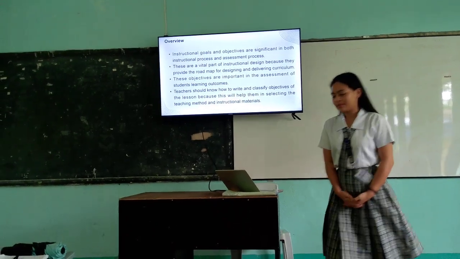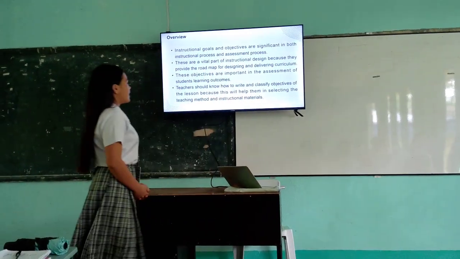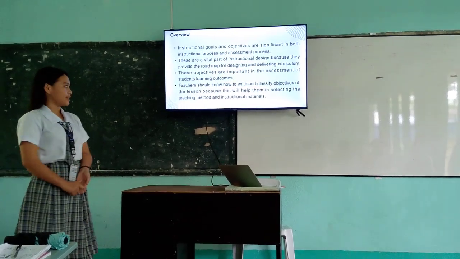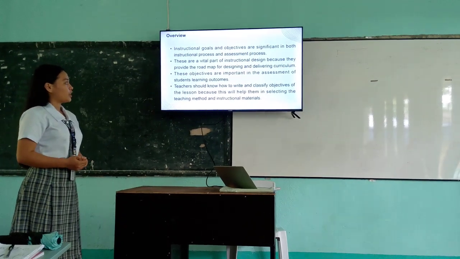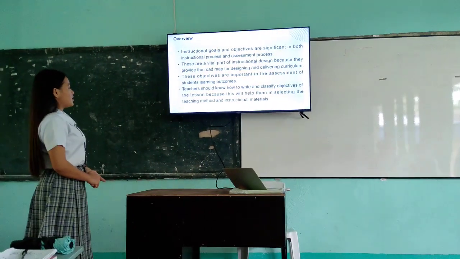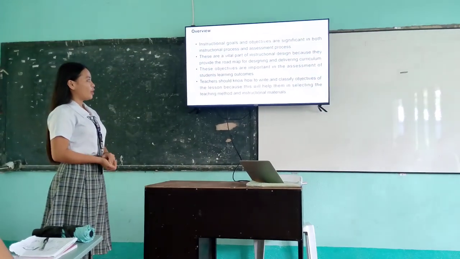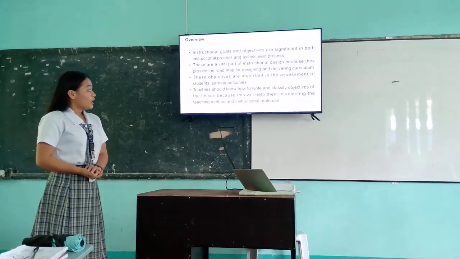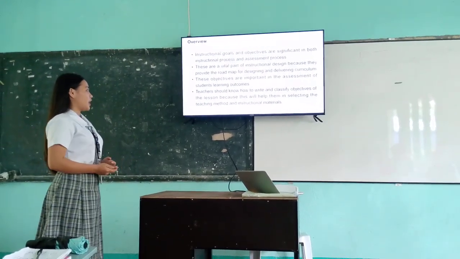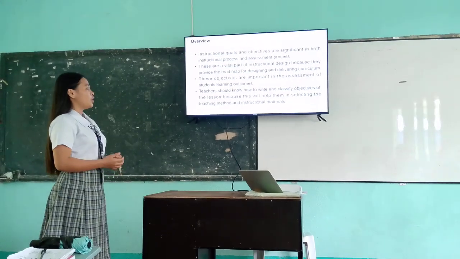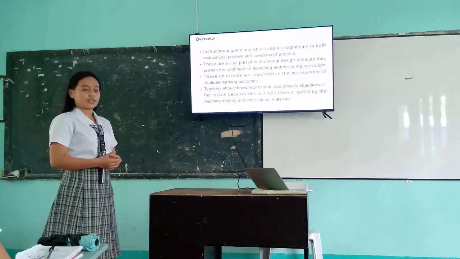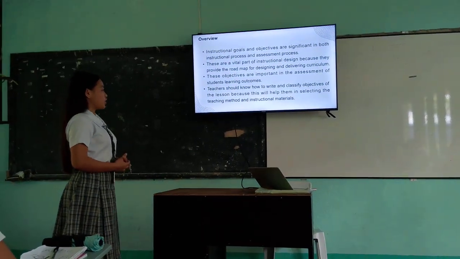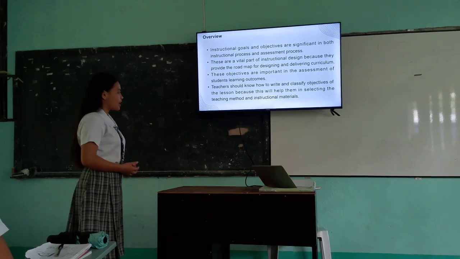Overview. Instructional goals and objectives are significant in both an instructional process and assessment process. These are a vital part of instructional design because they provide a roadmap for designing and delivering curriculum. These objectives are important in the assessment of student learning outcomes. So teachers should know how to write and classify objectives of the lesson because this will help them in selecting the teaching method and instructional materials.